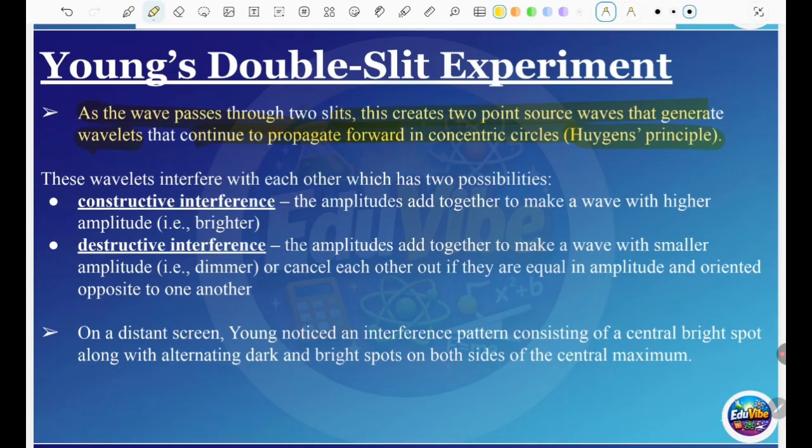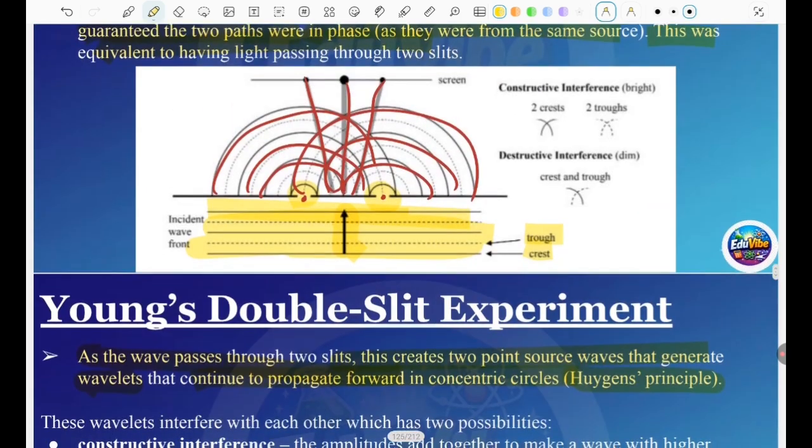So the Huygens principle tells about diffraction, and then further the Young's double-slit experiment tells that when a wave passes through two slits, the two point sources generate the wavelets, which continue to propagate forward in concentric circles as we made in this.